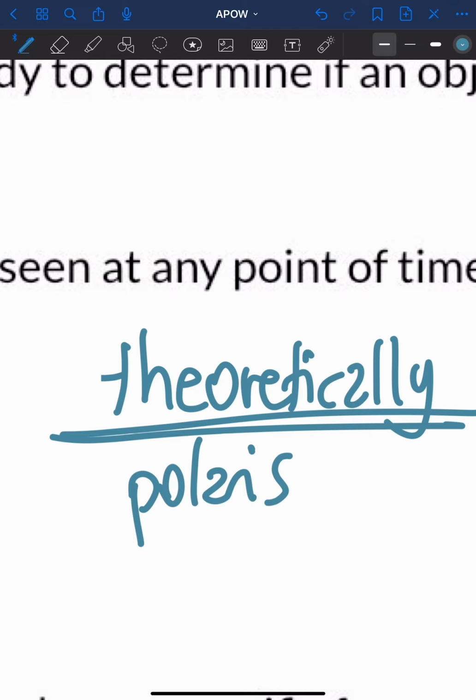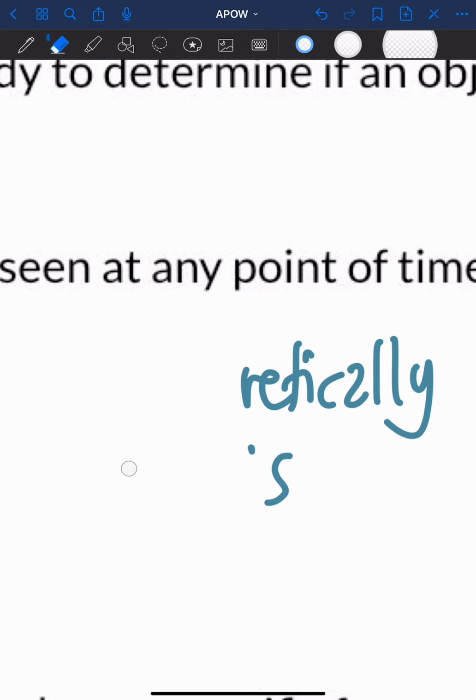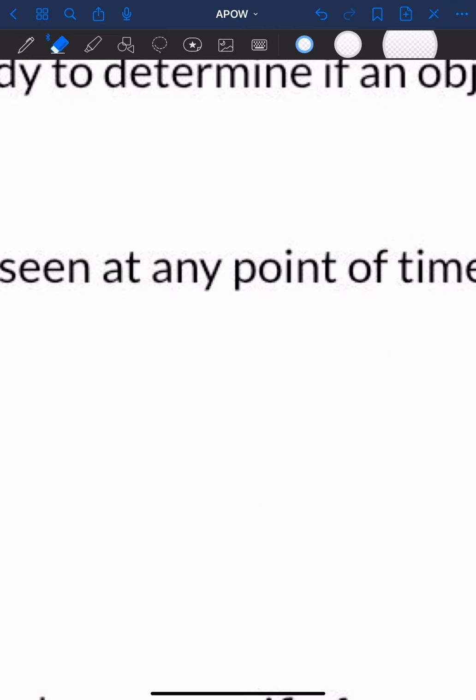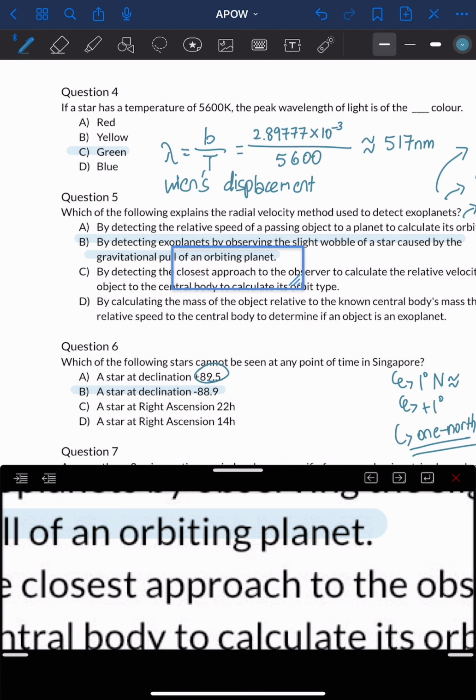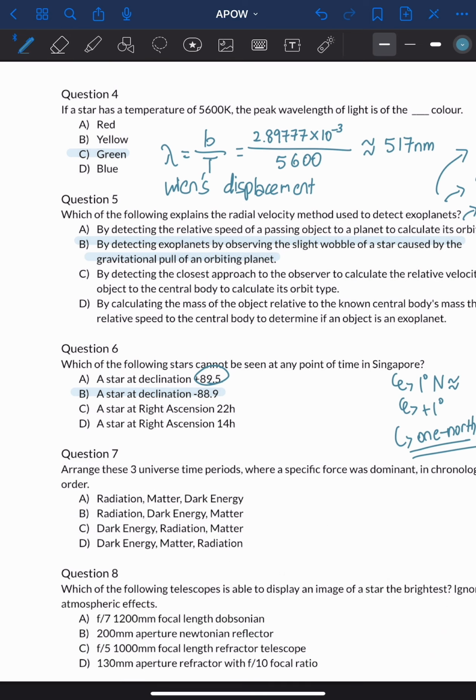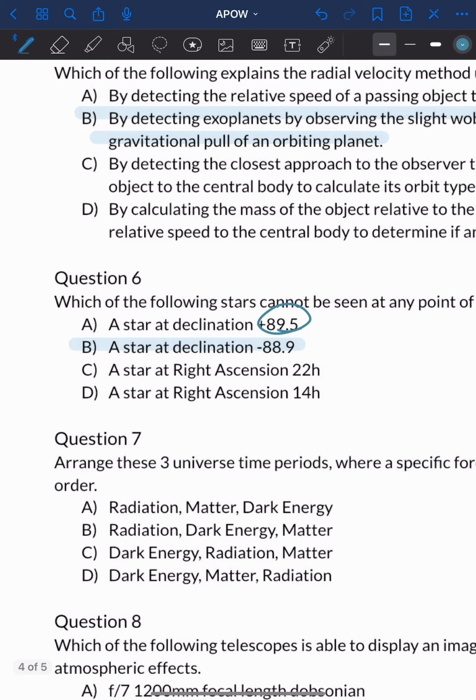But theoretically, it is above the horizon. So perhaps one day, if Singapore has a high enough mountain or something, you'll get to see Polaris. So yeah, this is possible. And unfortunately, you can't see the other one, so I'm sad. What happened here? Oh, 6 is fine. So yes, that is for question 6.